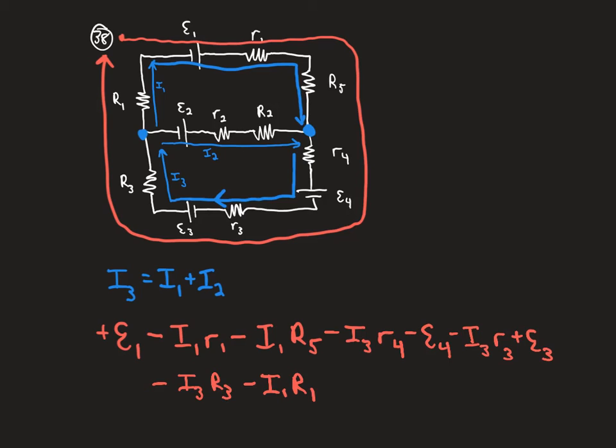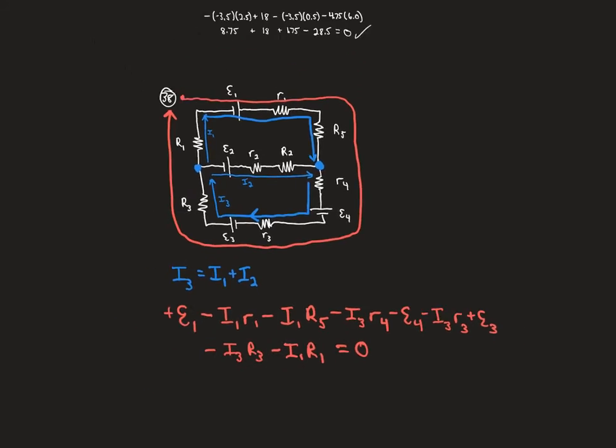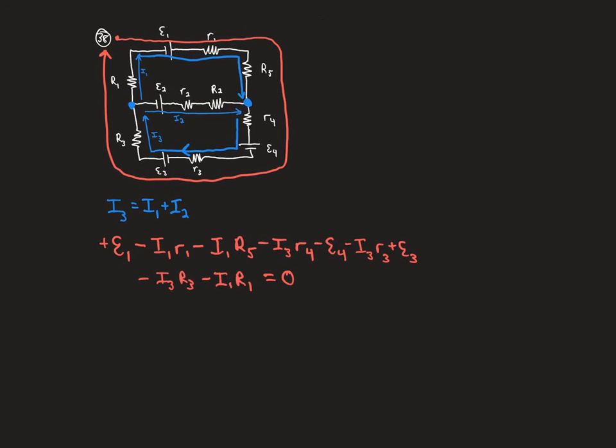Am I back to where I started yet? I got back to where I started, so what does that have to be equal to? This has to be equal to 0. Okay, so that's one equation, two equations. How many equations do I need? I need 3. I need to pick another loop.